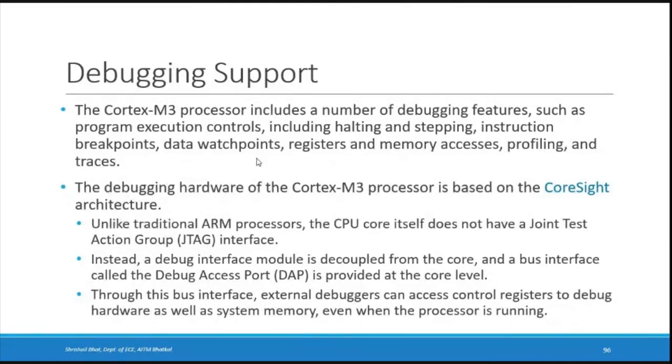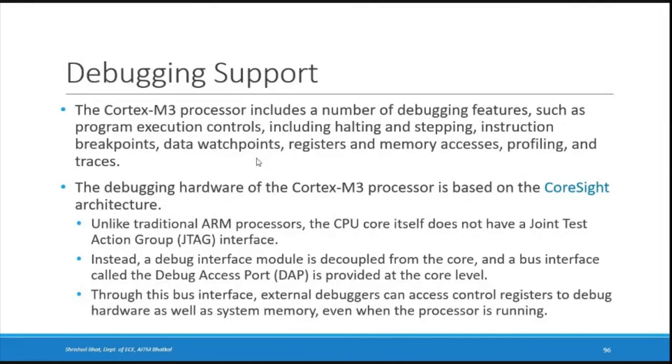We have seen this in the architecture block diagram. The Cortex M3 includes a number of debugging features, such as program execution controls, including halting and stepping, like step-by-step execution, tracing, and instruction breakpoints. In between the program, you can include some breakpoints where at that particular point, we will stop the execution and see what is the result. Then data watch points: for particular variables, you can add watch points and see the values of those variables at a particular point. Then registers and memory accesses, profiling and traces.